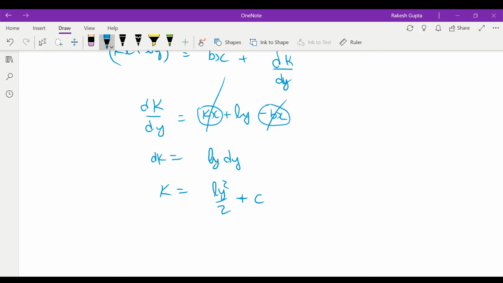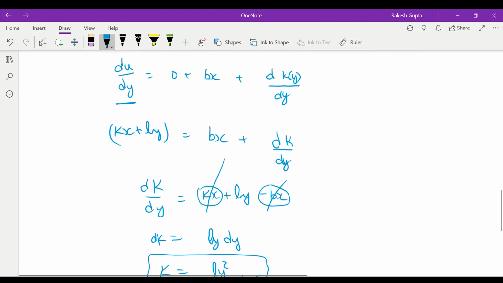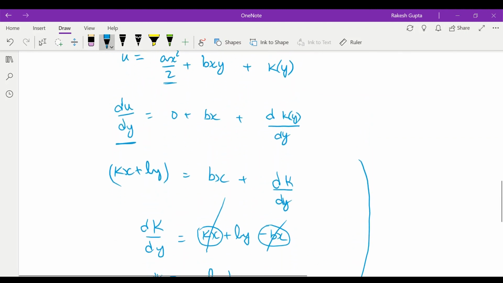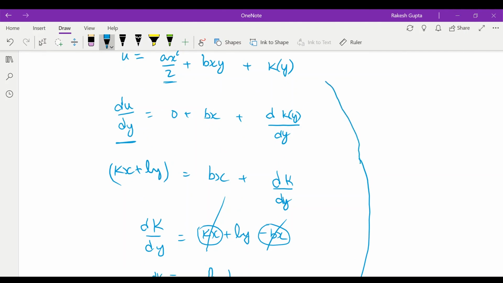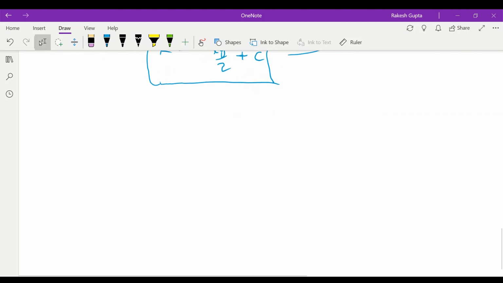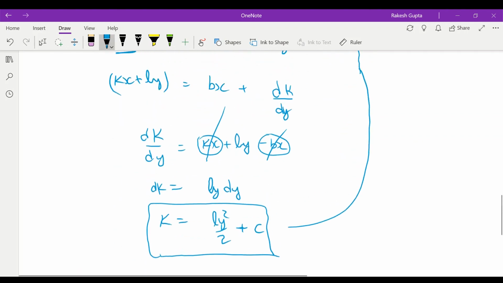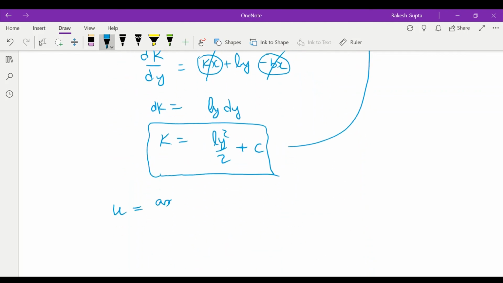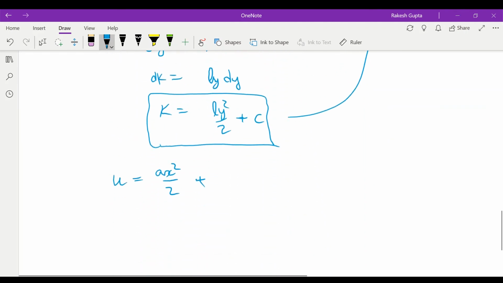Now we know our function k. Now we put this into the equation we have over here, which will then get us ax square by 2 plus bxy plus our function k of y.